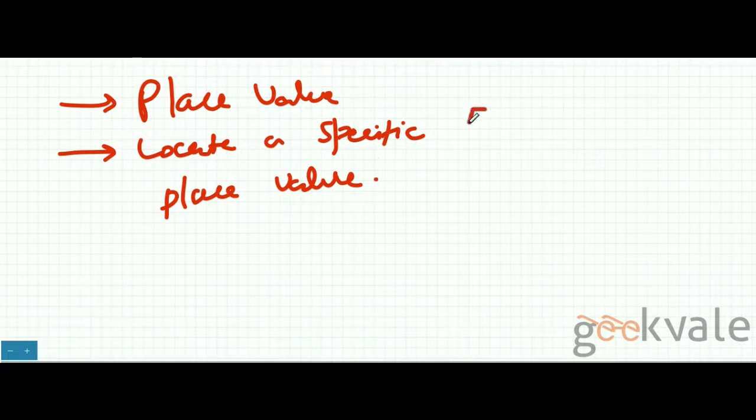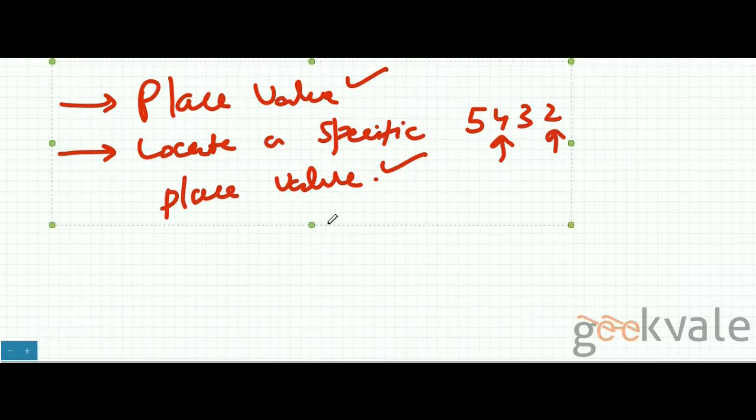For example, in this number 5432, there are 4 figures. You're asked to locate the number which is at the 100th place value. That is 4. The number which is at the 1st place value, 2. So you must be able to do these two things. If you know about place value and can locate a specific place value, you can easily round off numbers. Okay, let's take that away.